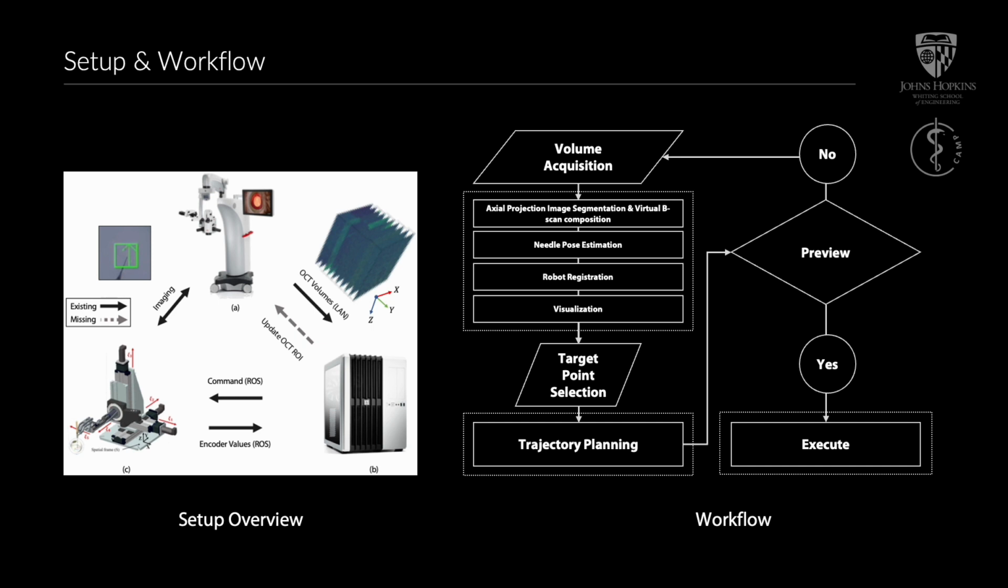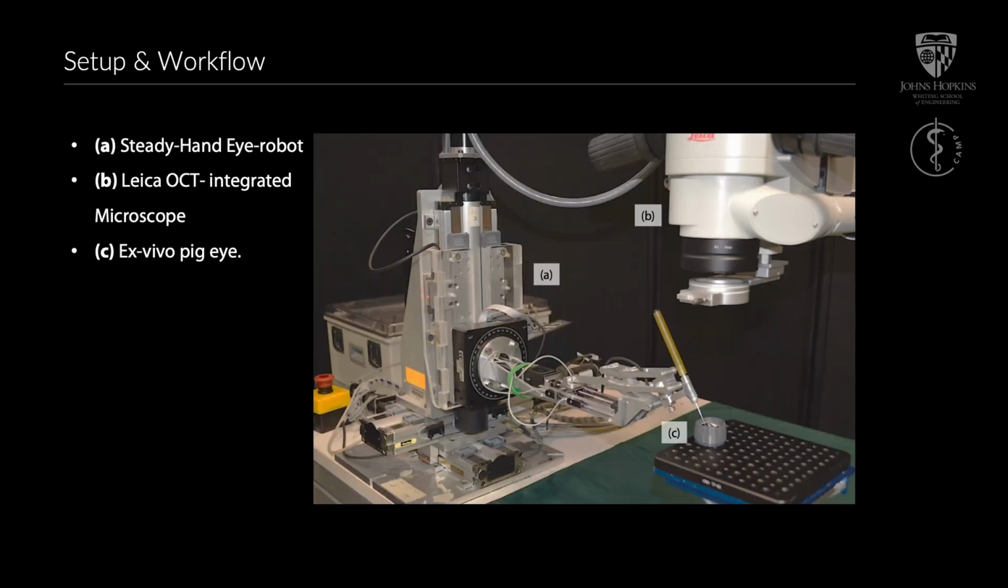We connect a processing unit with a Leica iOCT microscope and a robot, all communicating through ROS. Moreover, we design a workflow keeping the surgeon in the loop to choose a subretinal objective point for autonomous targeting. Our system is visualized in this picture: the steady-hand iRobot, the Leica OCT integrated microscope, and the ex vivo porcine eye for the experiments.